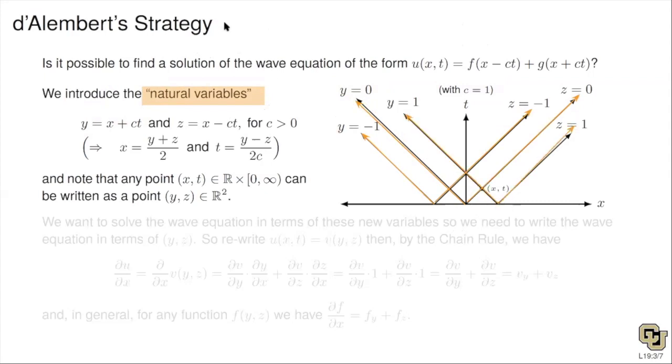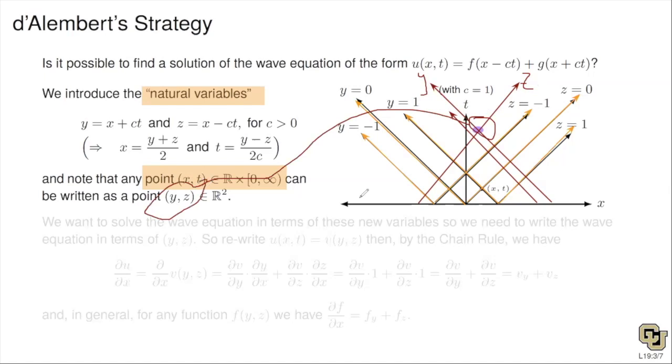It's as good as any. x can be any real number, t has to be greater than or equal to 0. Any point (x, t) in that upper half plane can be written in terms of y, z coordinates. So for any point here, we can always find two lines, a z line and a y line, where they'll intersect. One of these will be a y line, and the other will be a z line. And then that intersection point will be the coordinate of y and z.